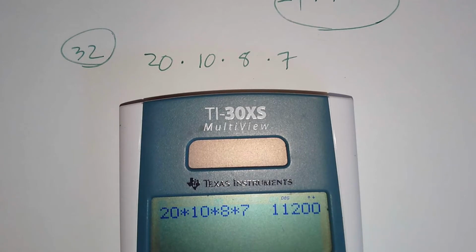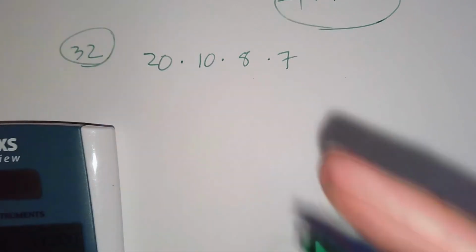And we're just going to multiply those together. And that gives us 11,200 choices.